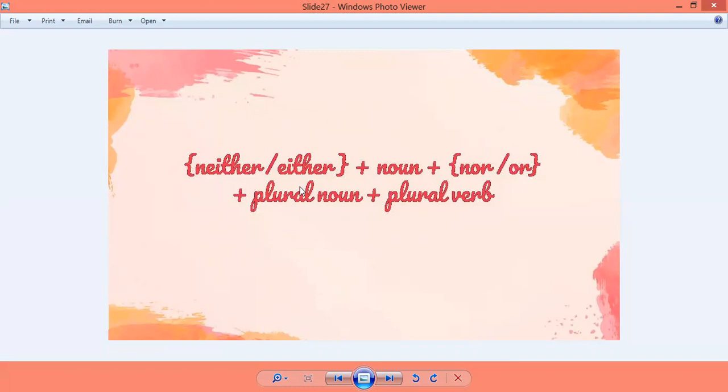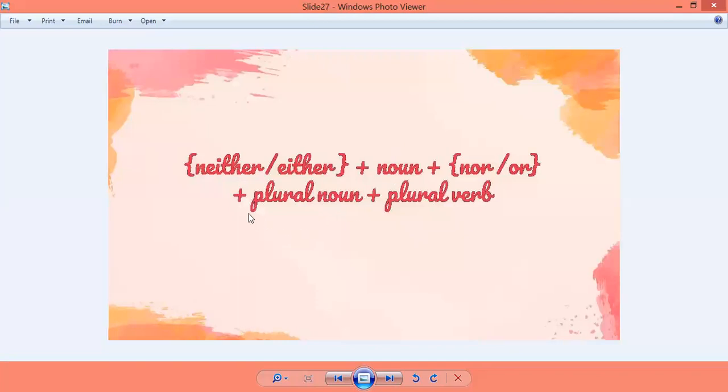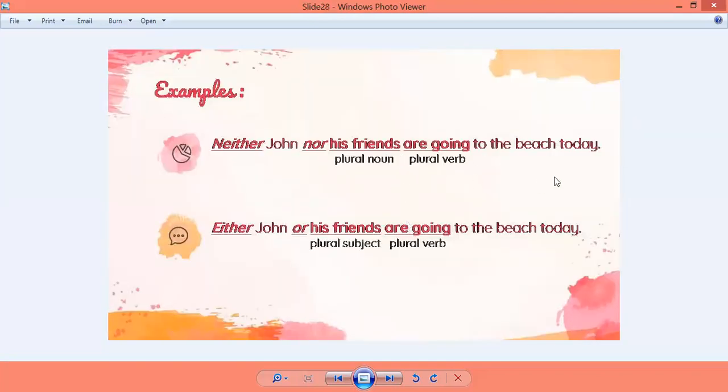Alright. Neither and either plus noun plus nor and or plus plural verb. इसका एग्जाम्पल देखते हैं हम लोग. Neither John nor his friends are going to the beach today. यहाँ हमने are यूज किया है instead of is. Why? Because nor के बाद क्या यूज हुआ है? His friends. His friends in itself is plural. अगर यहाँ पे plural है तो हमें रूल तो पता है कि अगर plural noun आता है nor और or के बाद तो हम क्या यूज करेंगे? Plural verb, which is used over here.